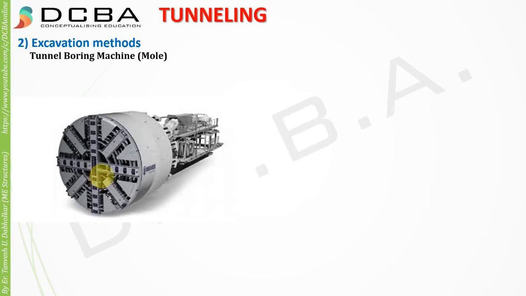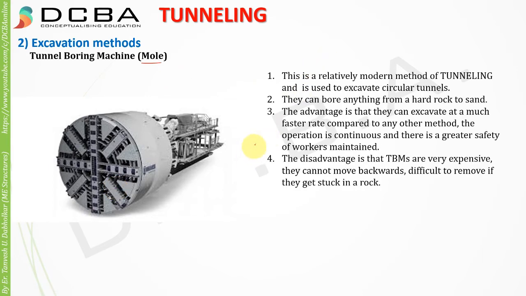Next, and very important, one of the modern ways of excavation is the tunnel boring machine. It is also called a mole. A mole is basically an insect which digs through the soil, and the same is this machine's purpose as well. It is a single machine which does everything. It excavates and also carries the muck to the posterior part of it. So this is a relatively modern method of tunneling and is used to excavate circular tunnels.